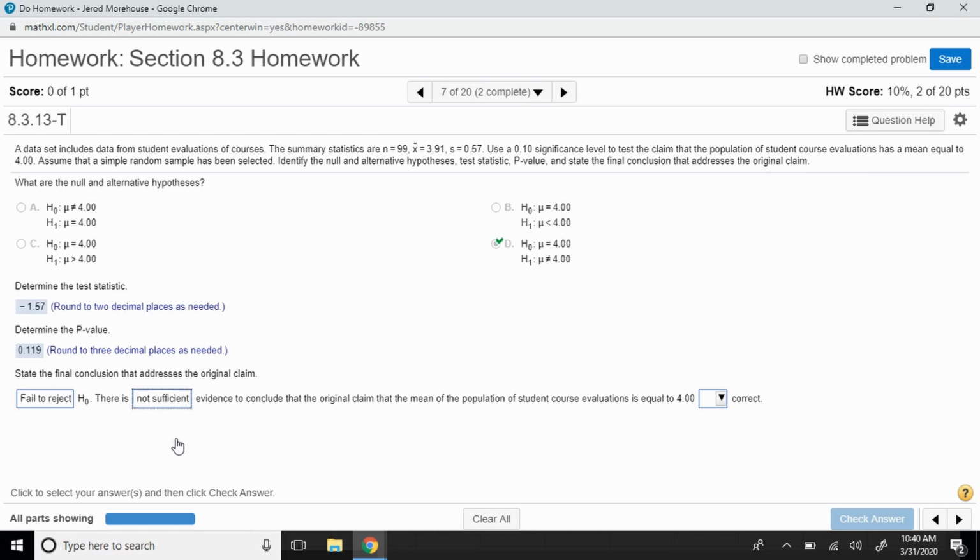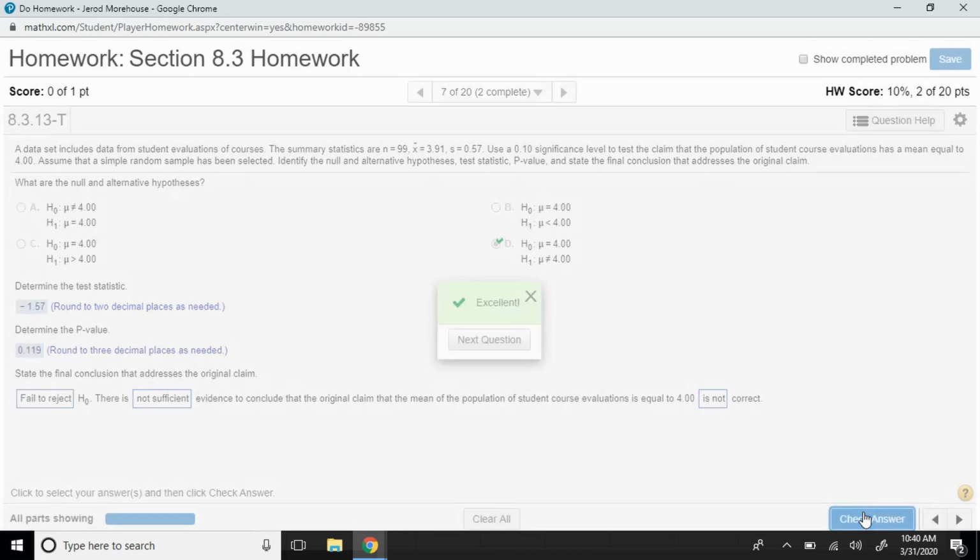There is not sufficient evidence to conclude that the original claim that the mean of the population of student course evaluations is equal to 0.4 is not correct. Let's check our answer. We got that one correct. Nice job.